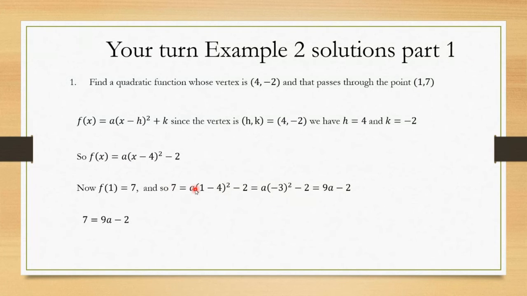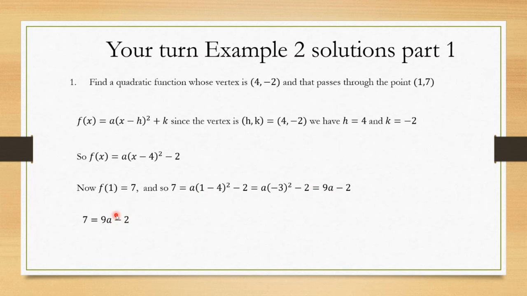So what's this right-hand side? Well, this is a times (minus 3) squared minus 2, which is 9 times a minus 2. You know, the a I put on the right, like so. A does represent a number, so multiplication is commutative. That's allowed here. So we get 7 is 9a minus 2.